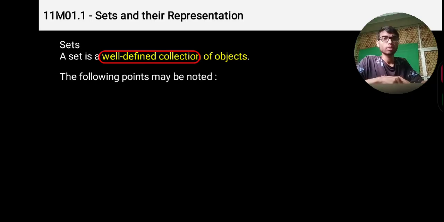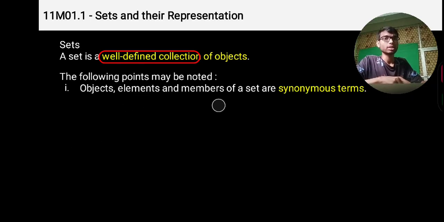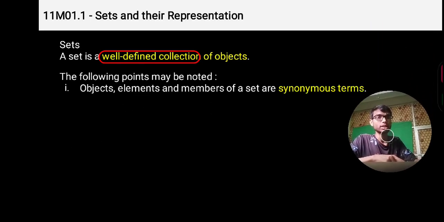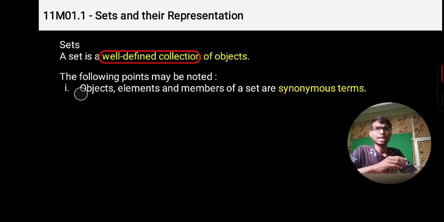The following points may be noted. Objects, elements, and members of a set are synonymous terms. It can be objects, it can be elements, it can be members in a set. In a set you will say there are objects, there are elements, there are members. Either you can take object or element or member. It's up to you.